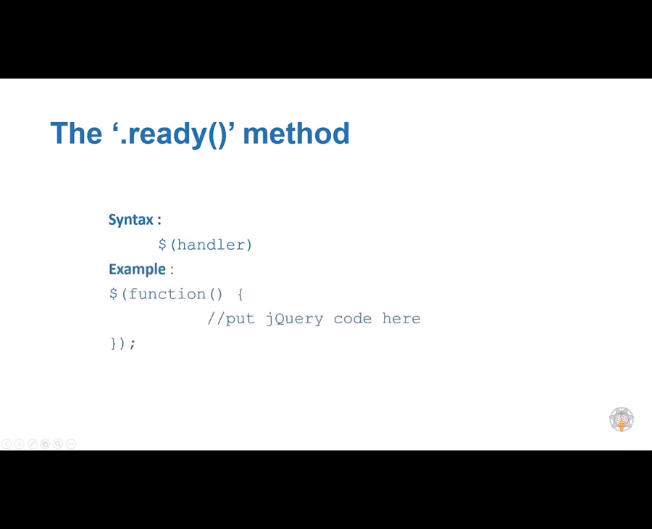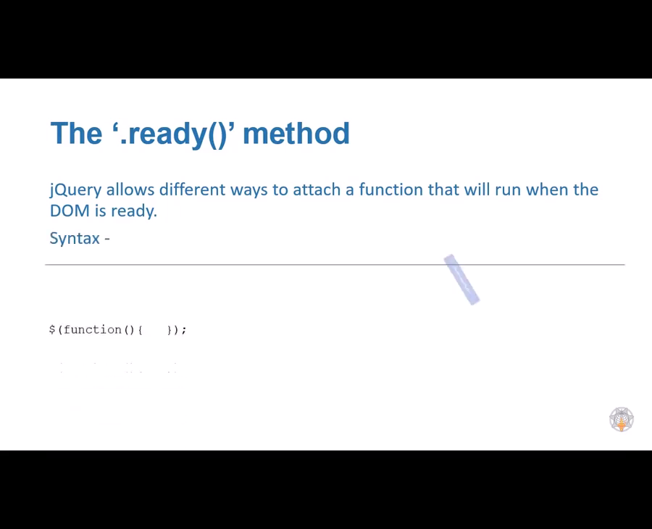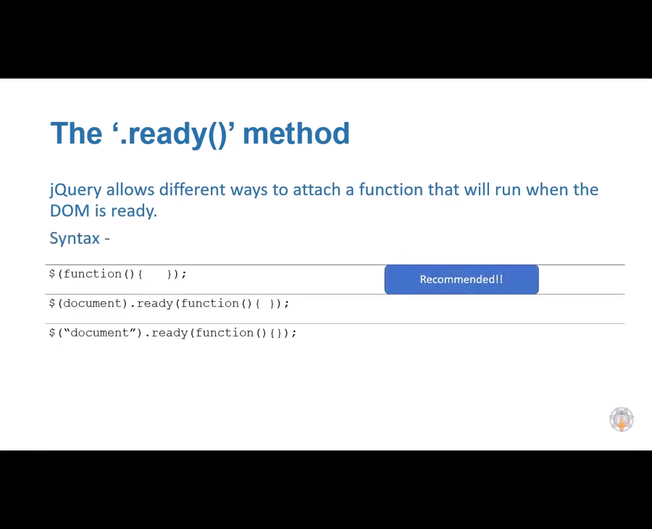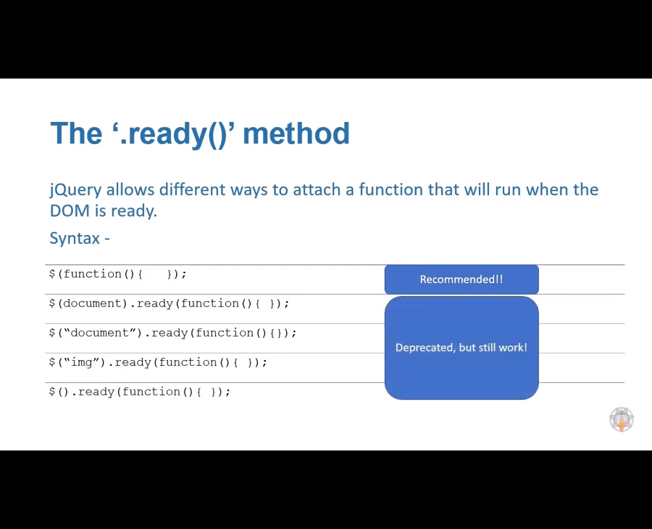The jQuery code is put between the $ function. jQuery allows different ways to attach a function that will run when the DOM is ready. There are different ways of writing the ready method. You can see all these methods are valid and would still work. However, the function is the recommended way of writing the ready method.